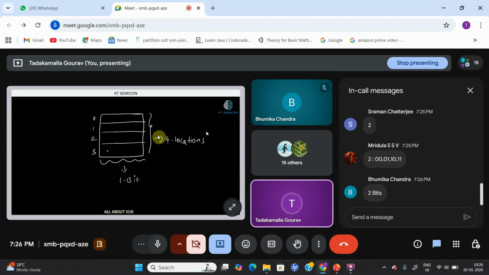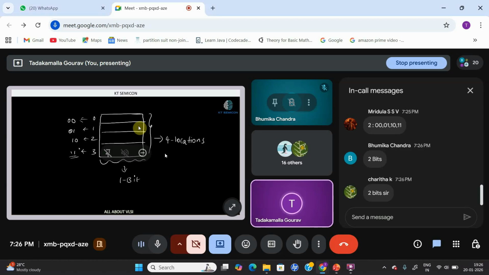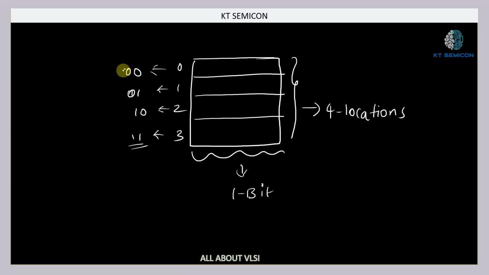Exactly. So we need the address as 2 bits for representing 4 locations, right? If you're going to take for representing 0, you need 2 bits: 0 0. For representing 1, you need 0 1, then 1 0, and 1 1, right? So if we have 4 locations, we need 2 address bits. Let's say this address bit is A and this address bit is B.